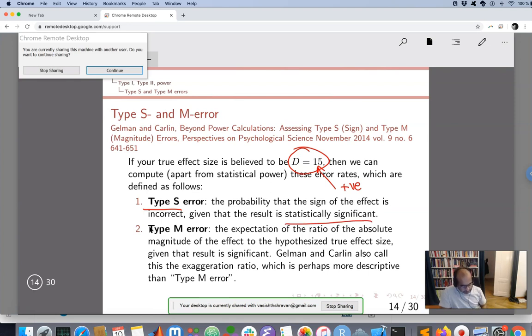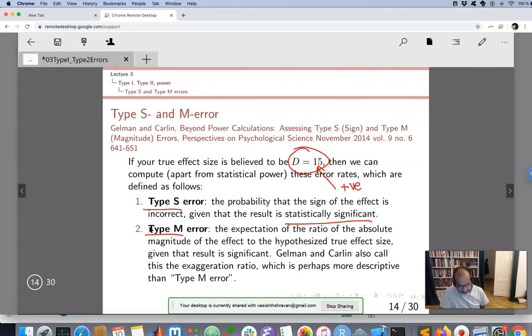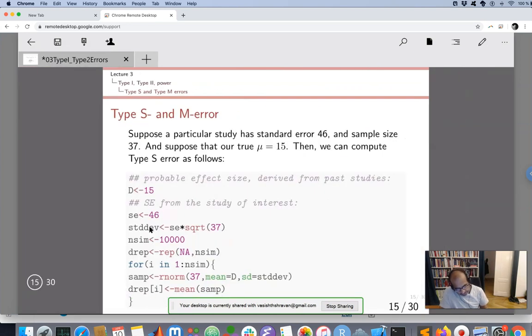The other thing we will compute is type M error, M for magnitude, right? This will be the ratio by which your observed effect in the data is larger than the true effect. So if the true effect is 15 and in your data you see an effect like 50, then 50 over 15 is your type M error. It's the magnitude by which the effect is overestimated.